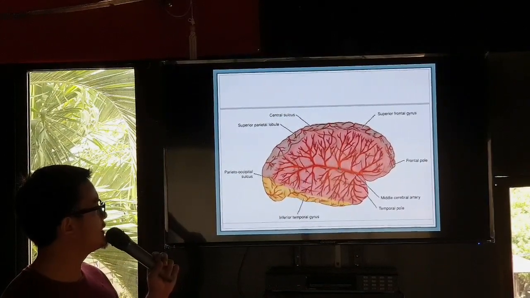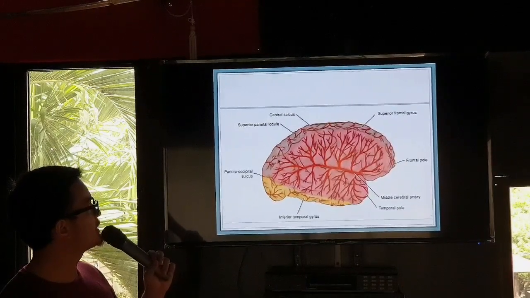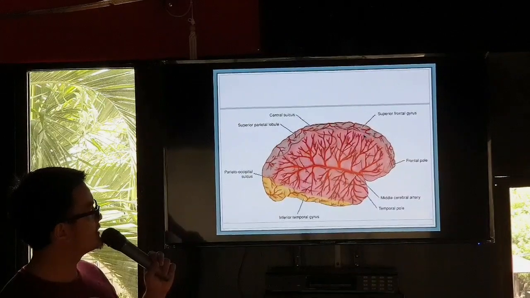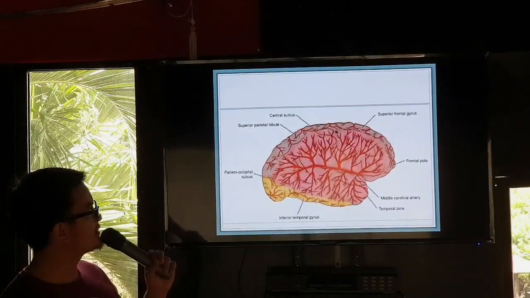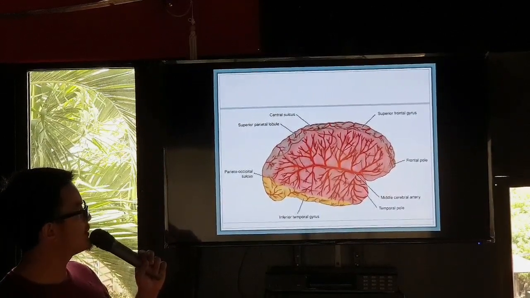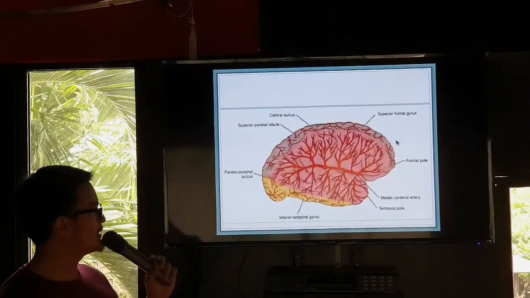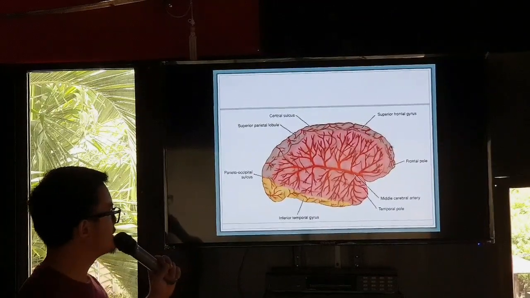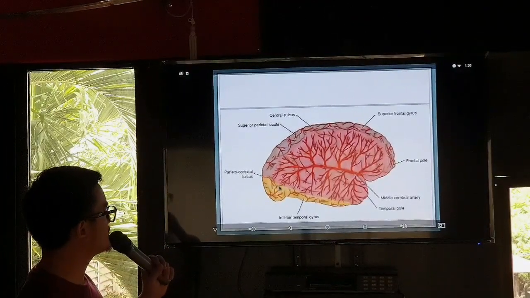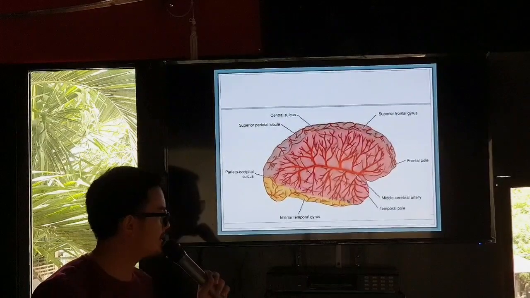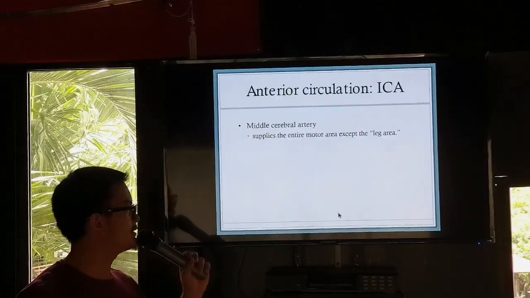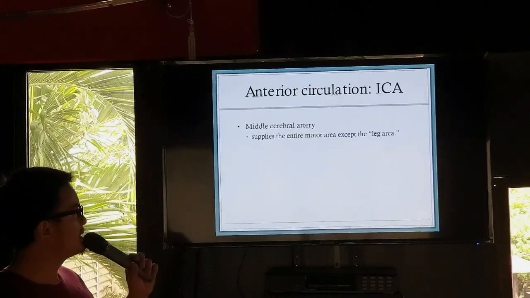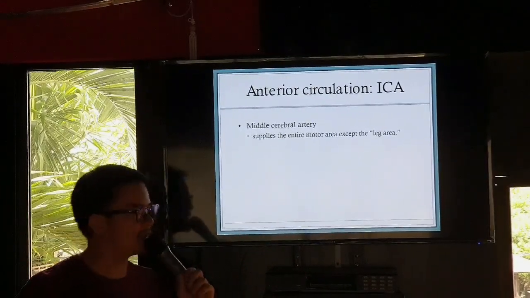So this is a picture of the middle cerebral artery. The entire lateral surface here, that's the central sulcus. As you can see here, these are the terminal branches of the middle cerebral artery. So it does not supply this small strip of area right here, which is in the territory of the anterior cerebral. And of course, as far back as the parieto-occipital sulcus, because that is already the territory of the posterior circulation. So it supplies the entire motor area except the leg area.